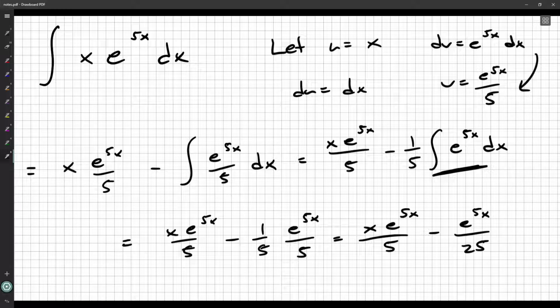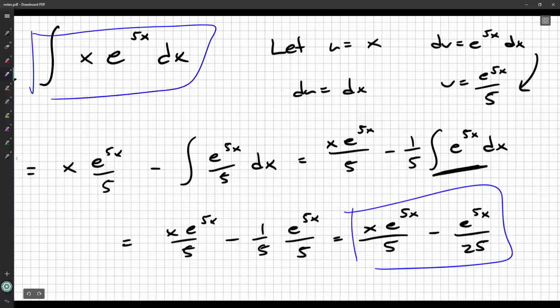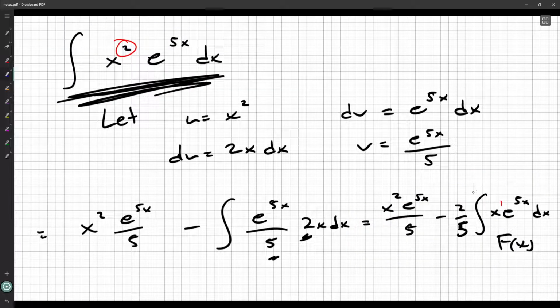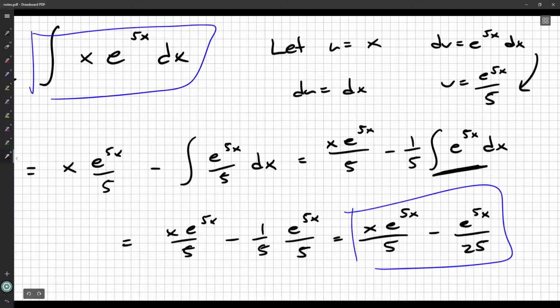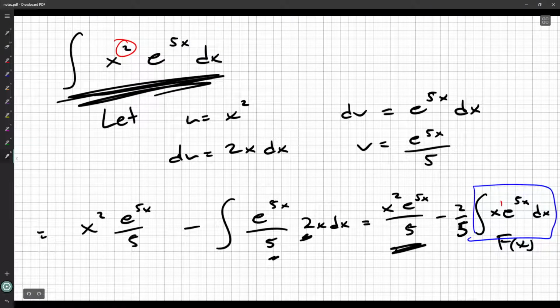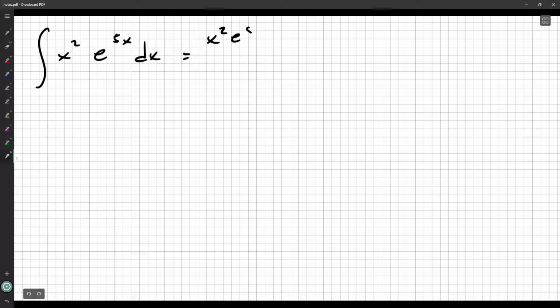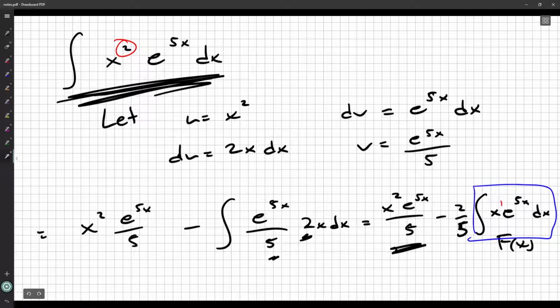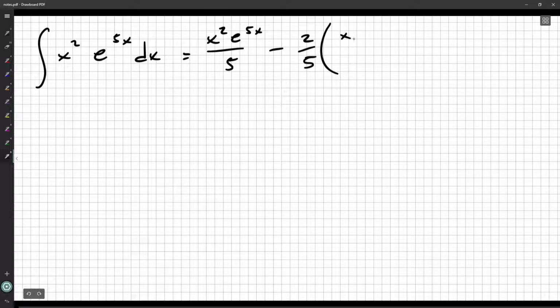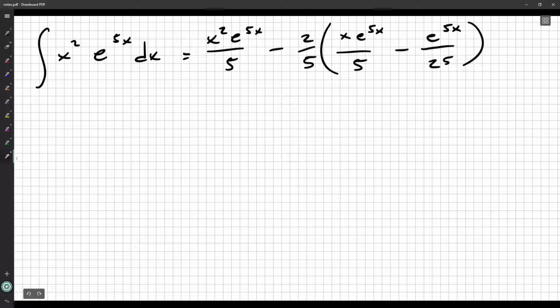Okay. So now we take this. That meant the same as this. These are the same function. Well, we'll tack on our plus c at the very end. So now that can stand in here. So x squared e to the 5x. Okay, we can integrate that to x squared e to the 5x over 5 minus, and then it's 2/5, and then the expression that we just worked out. X e to the 5x over 5 minus e to the 5x over 25.